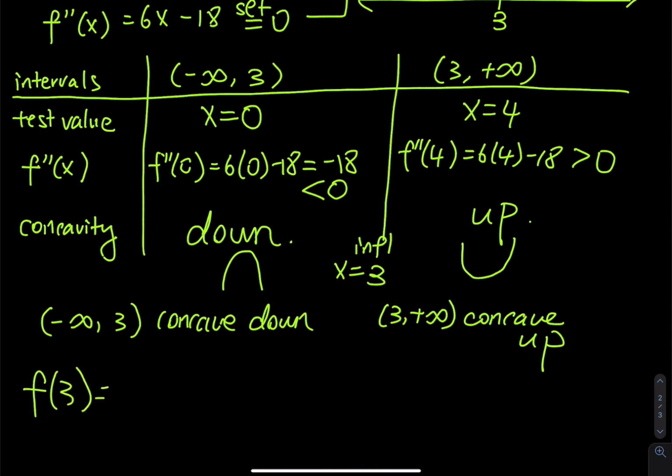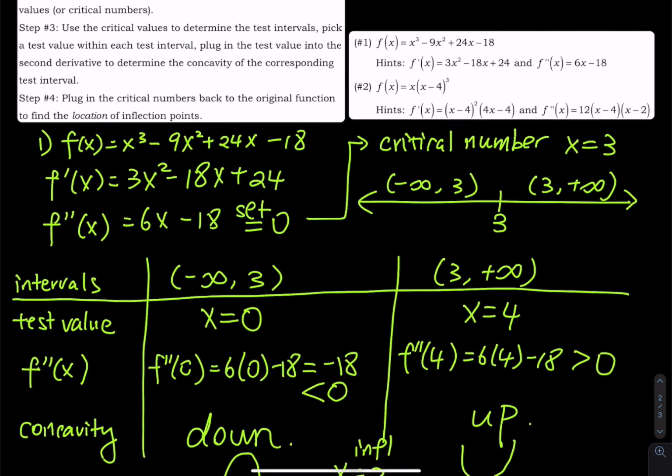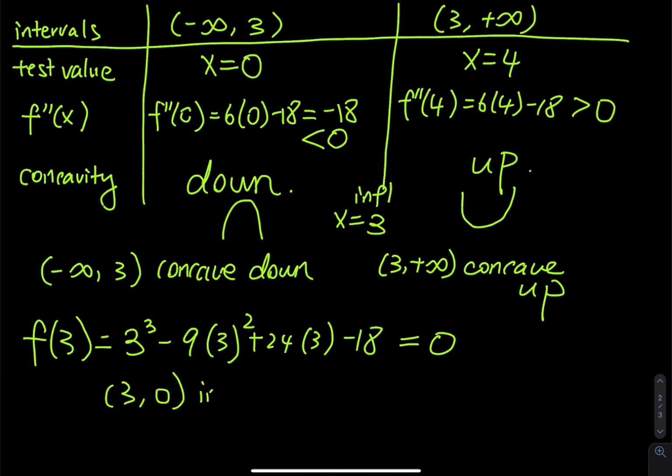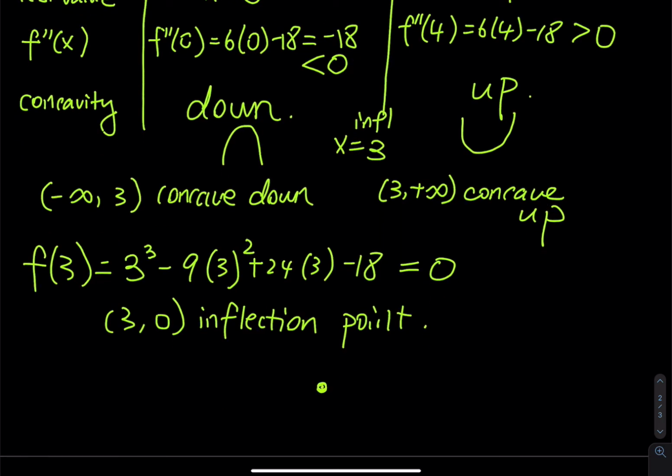So that is 3 to the third power, you plug it into the original function, the f of x. So minus 9x squared plus 24 times x minus 18. So that equals 0. That means (3, 0) is the location of the inflection point. So we have 3 comma 0 as a point. When x is less than 3, the function is concave down, and when x is greater than 3, the function is concave up. So the shape of the function should look something like this.